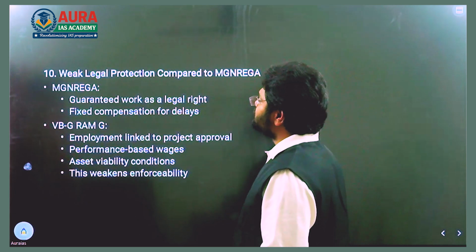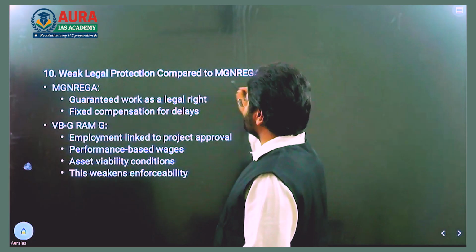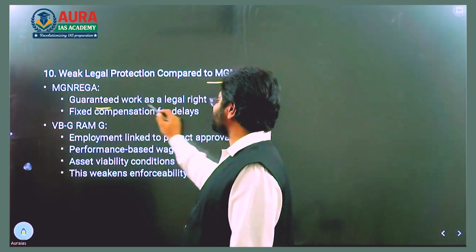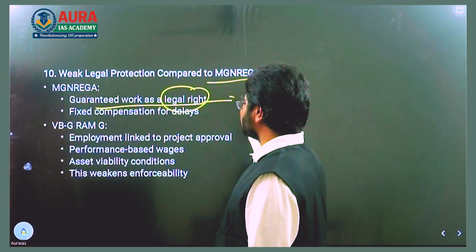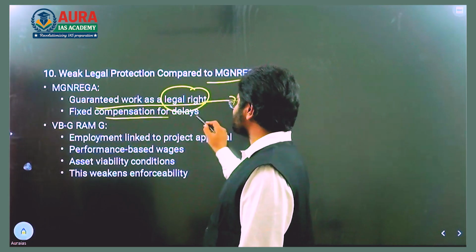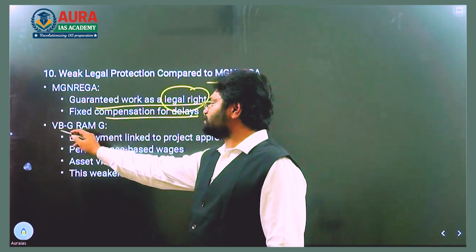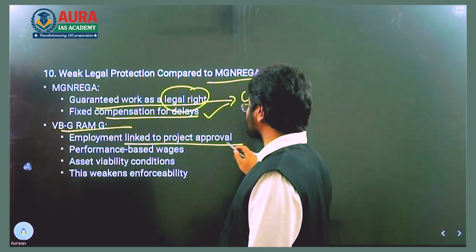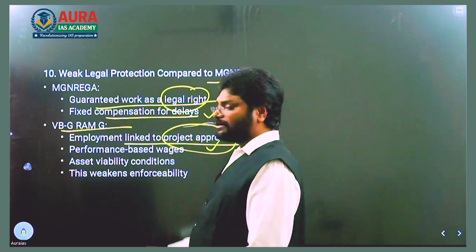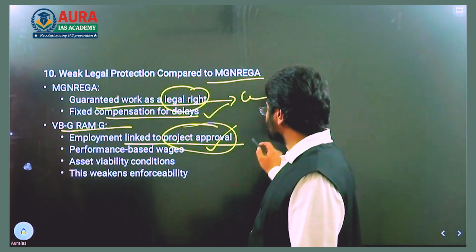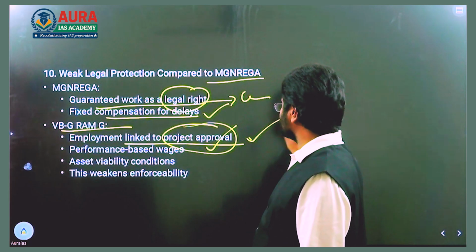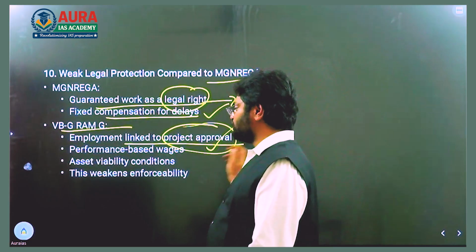The next one is weak legal protection compared to MGNREGA. MGNREGA guaranteed work as a legal right. He can move to the court, and there is fixed compensation for delays. But here, VB-G RAM G employment is linked to project approval. If the government delays the approval, they cannot take up the work. That is the biggest problem.